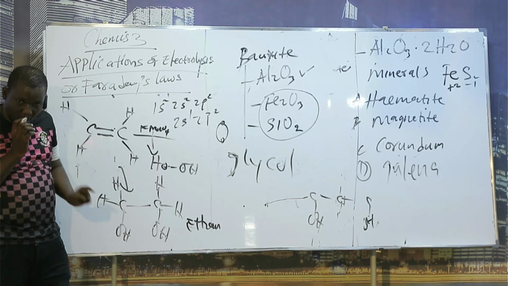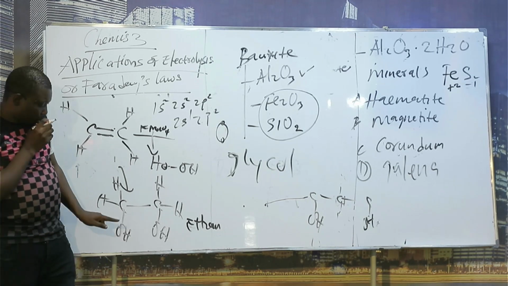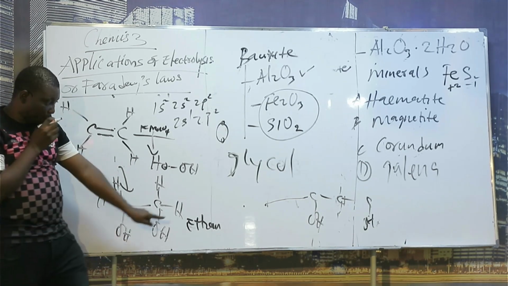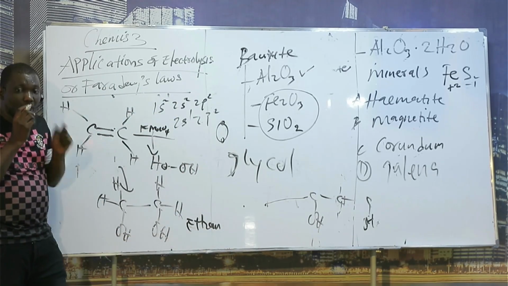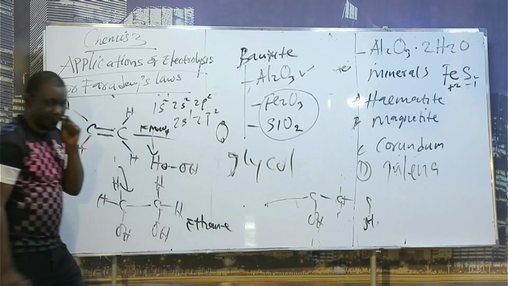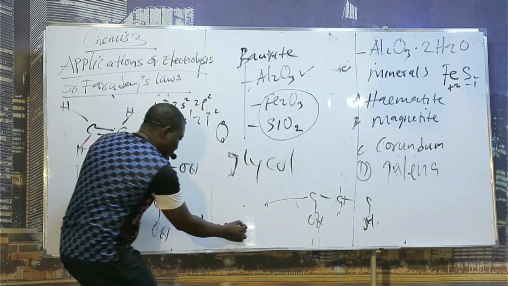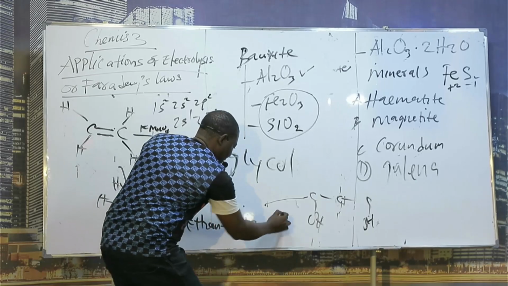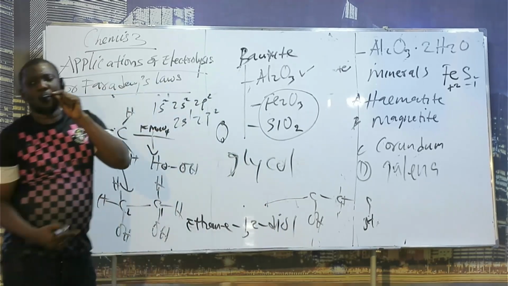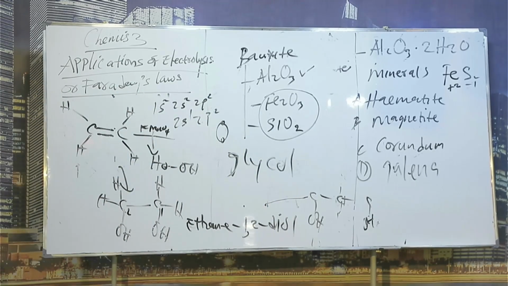A monohydric alcohol, you can call it what? Ethanol. But since it has two OH, you must retain that E. It then becomes ethane-1,2-diol. Ethane-1,2-diol is the same thing as what? Ethylene glycol.